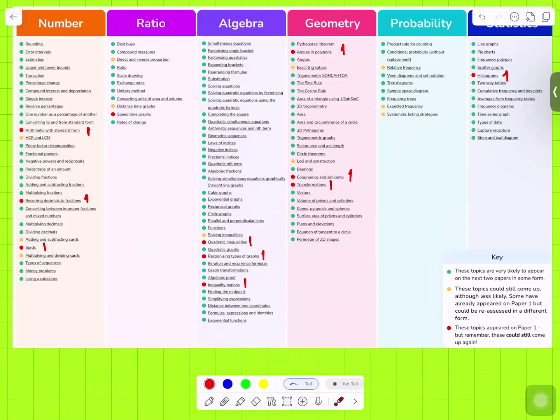So for numbers, rounding is straightforward, error, intervals, estimation. So you have there 1, 2, 3, 4, 5, 6, 7, 8, 9, 10, 11, 12, 13, 14, 15, 16, 17, 18, 19, 20, 21, 22, 23. So you can do 24 questions on this, on numbers.